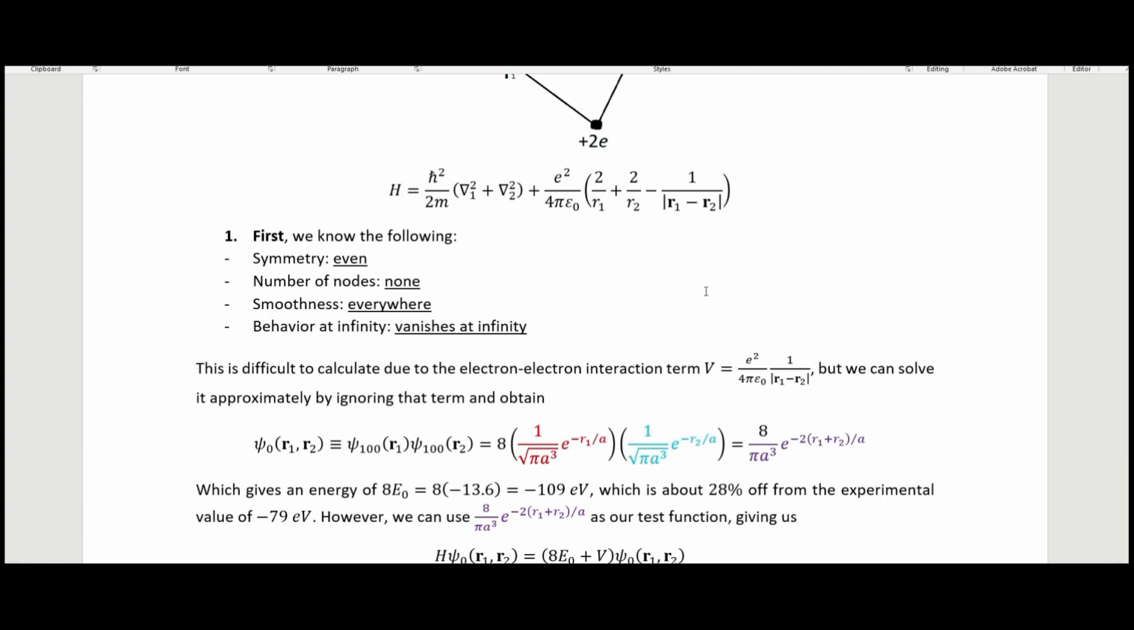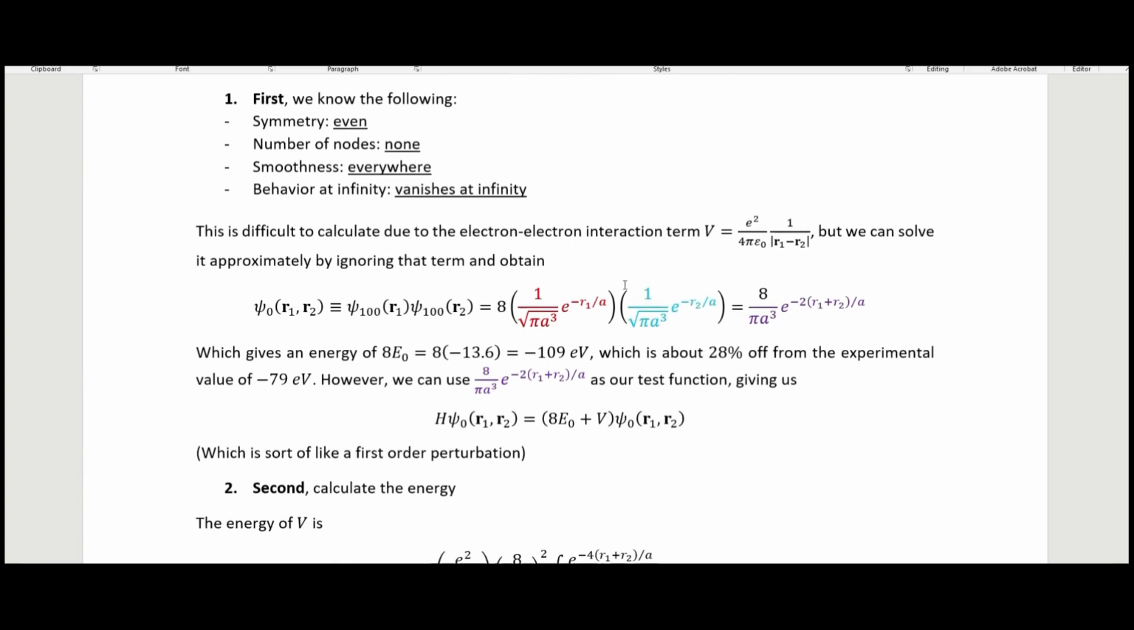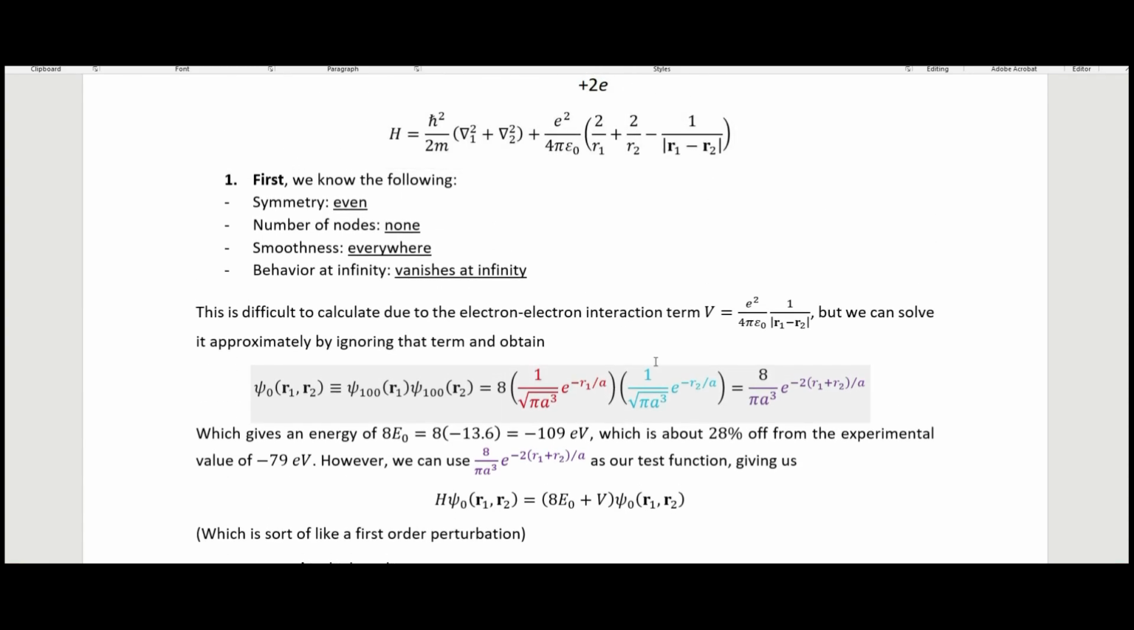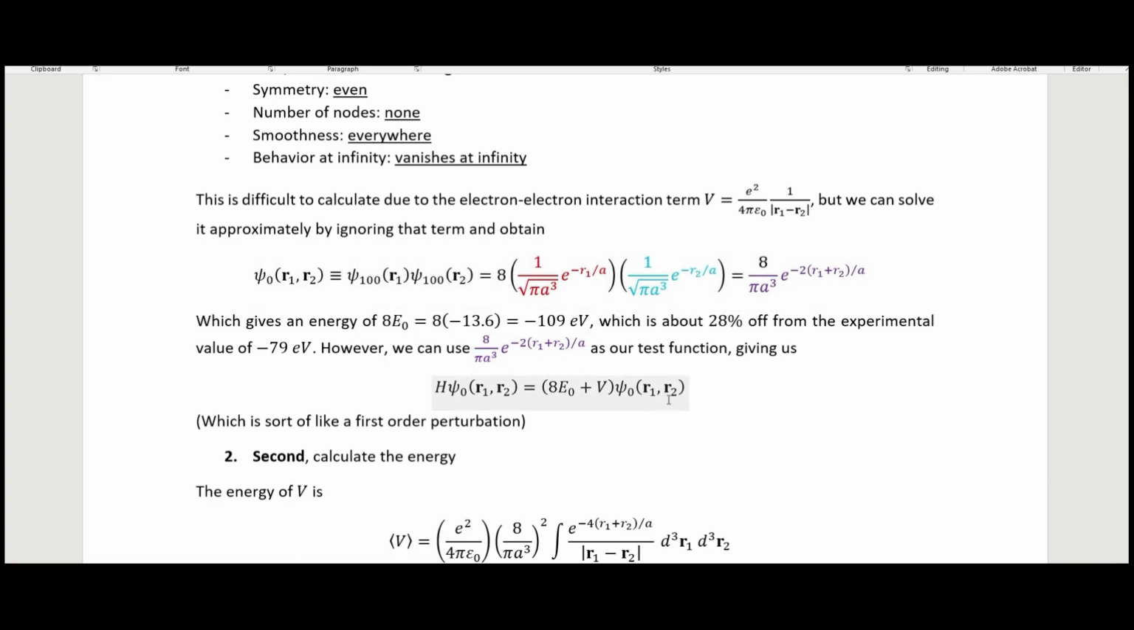This is something that I did in a previous video when I was looking at solutions to the Schrodinger equation for multi-particle systems. We can get an approximation for this by ignoring this electron-electron interaction term. And so what we end up getting is this right here, what I have in this purple color. But this gives us 8 times the hydrogen ground state energy, which is minus 13.6. So that's about minus 109 electron volts, which is 28% off the experimental value of minus 79 electron volts, which is not really that good.